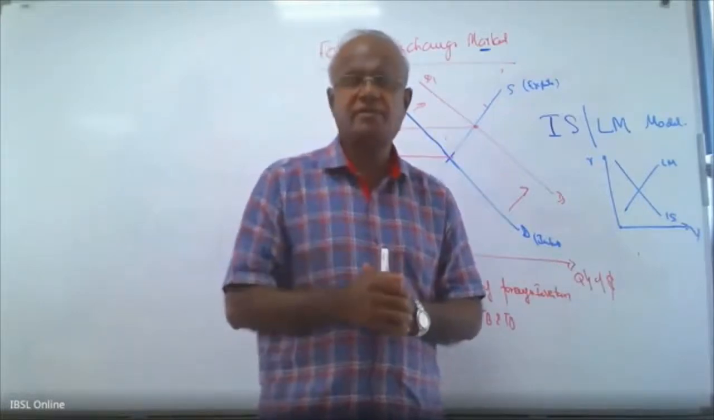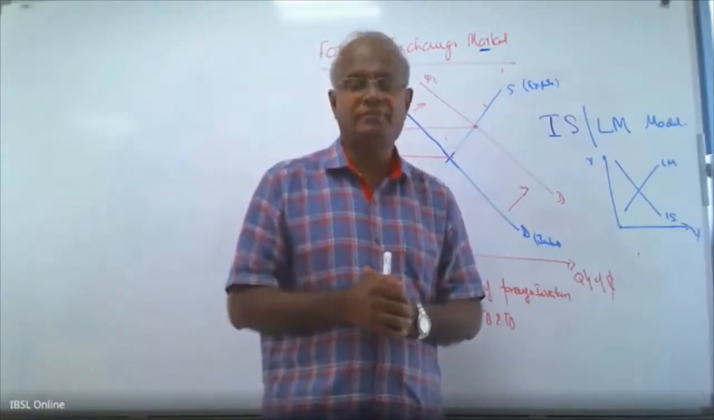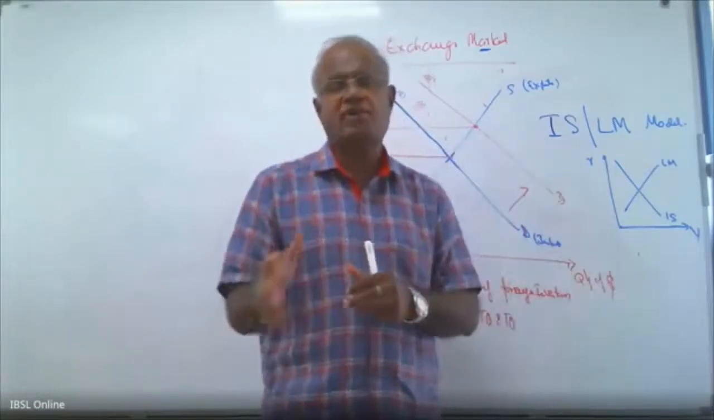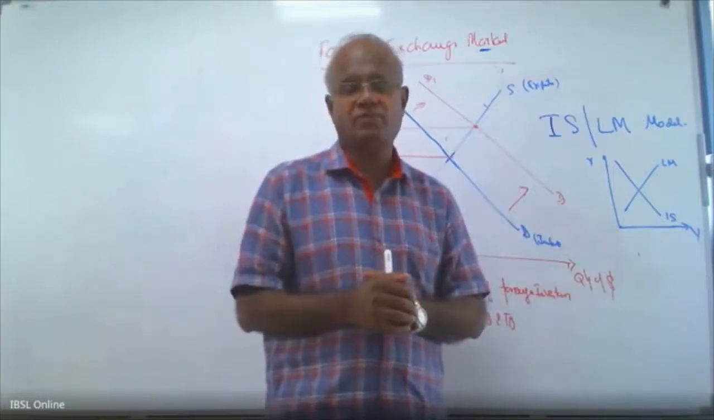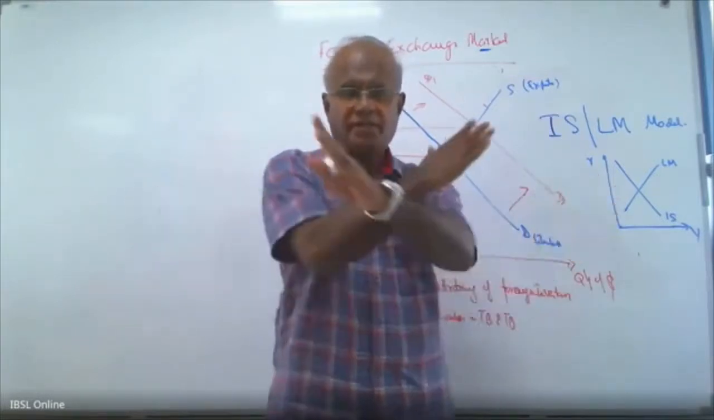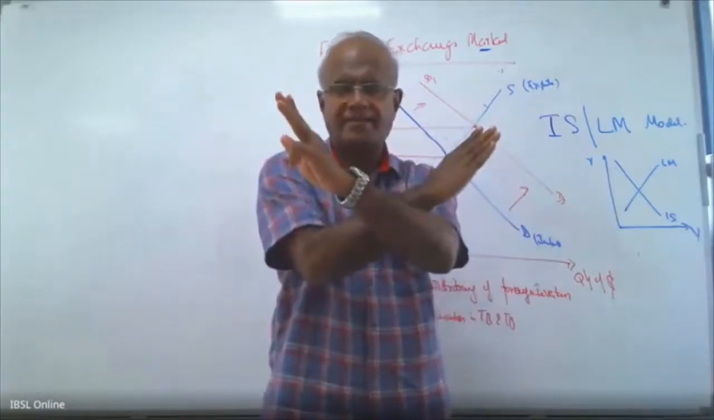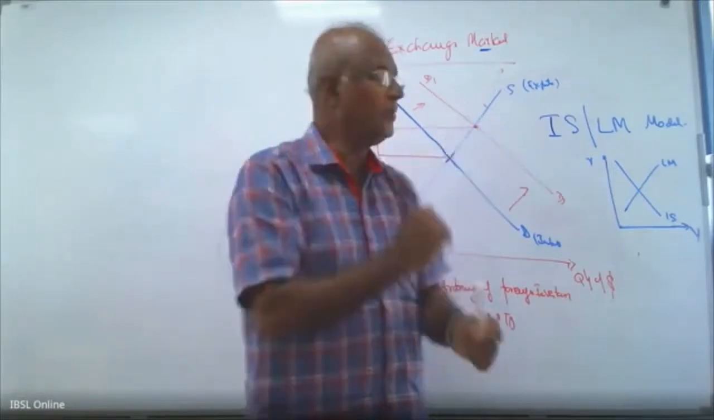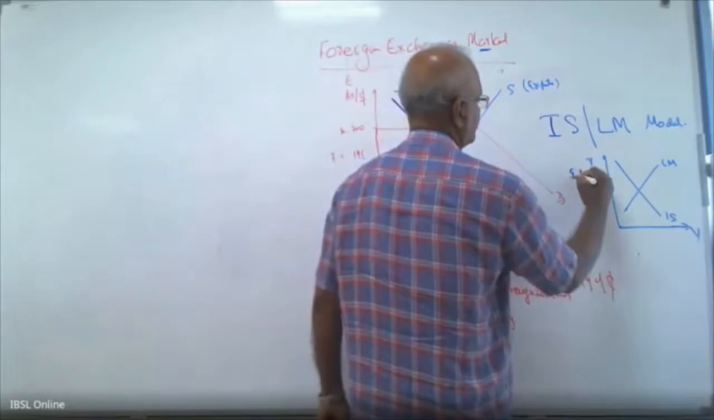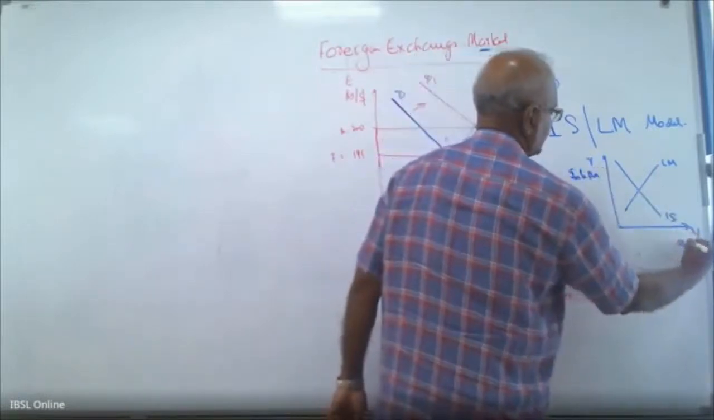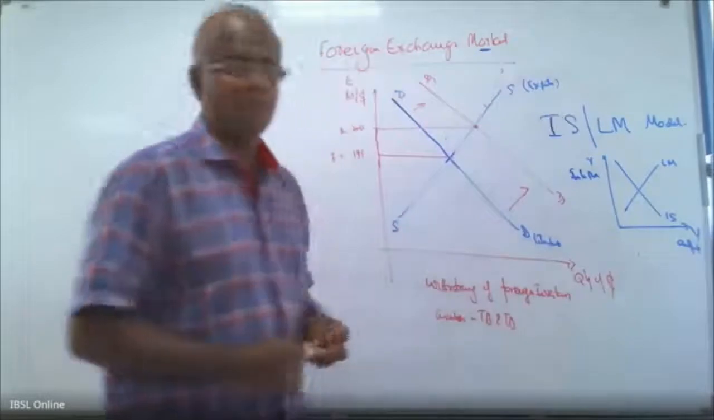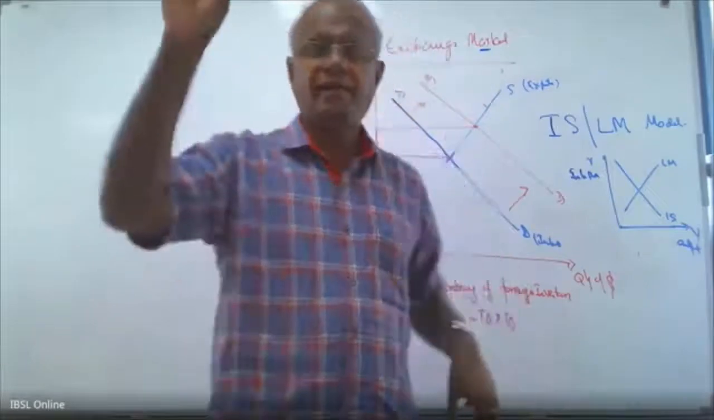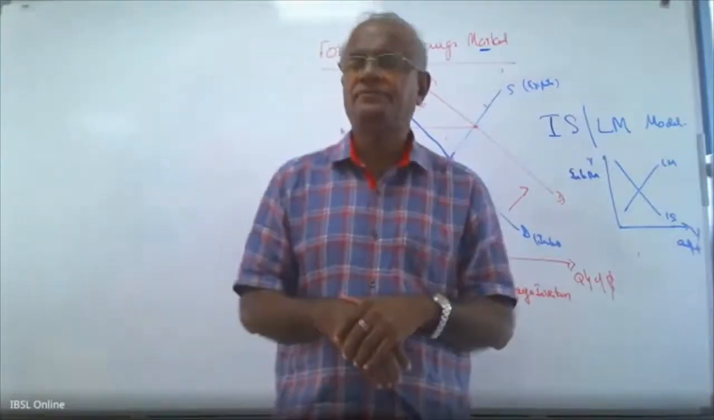The LM curve represents the money market equilibrium: demand for money equals supply of money. Right? So the interaction between the IS and LM curves determines the equilibrium interest rate and the output, the national income. The IS curve represents the goods market equilibrium, the LM curve represents the money market equilibrium.